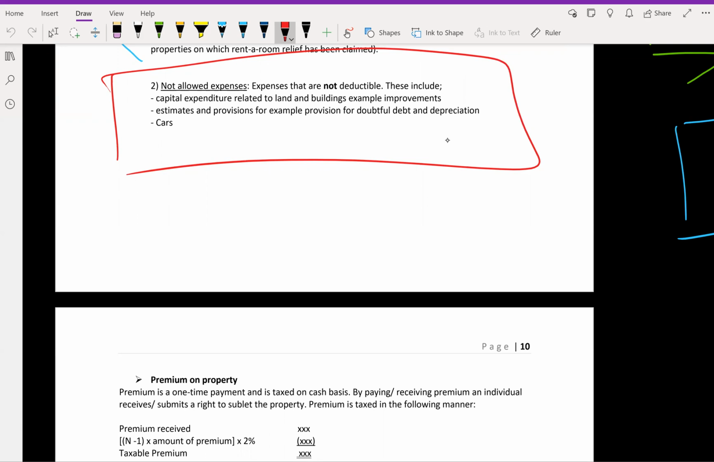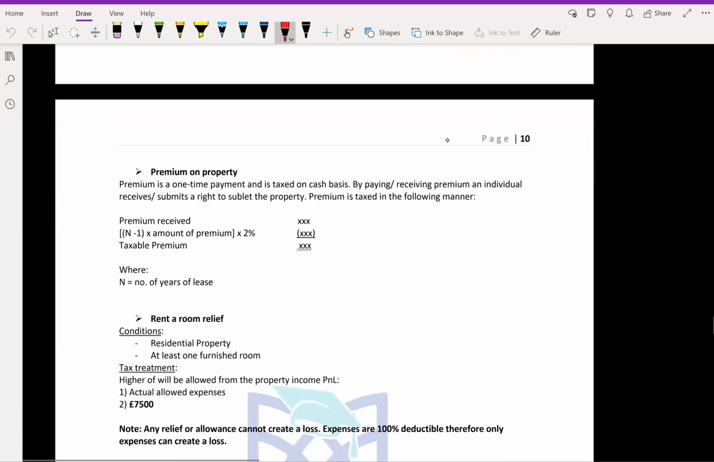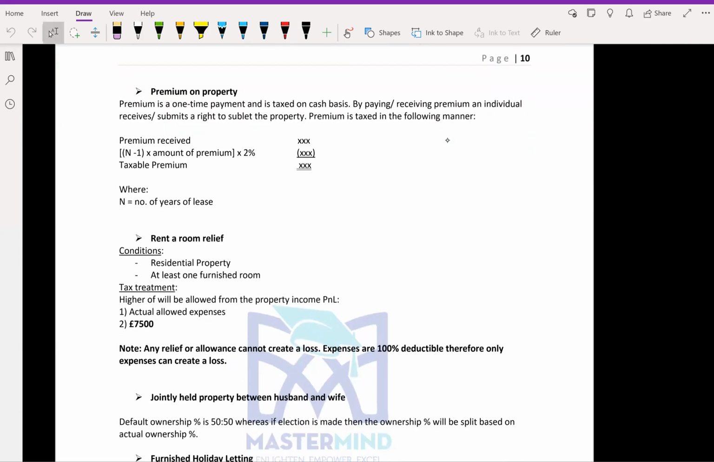Now, next thing, premium on property. Let's try to understand this. Guys, right now we still have time in the Azan. So, premium on property. What exactly is premium on property? Let's try to understand this.